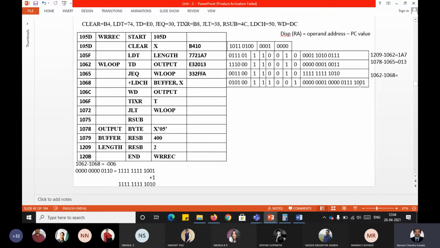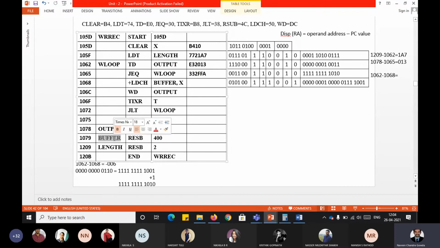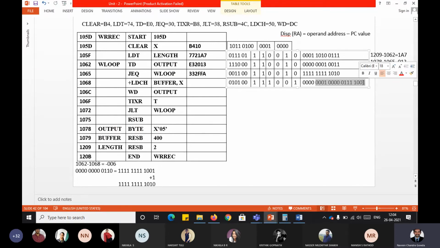Yes, sir. So the actual operand here is buffer. The address of that buffer is 1079. But even after you write 1079, it's only 16 bits, but the field is 20 bits. So in order to make it 20 bits, we are adding 4 more zeros. Okay, we are adding 4 more zeros to make it 20 bits.